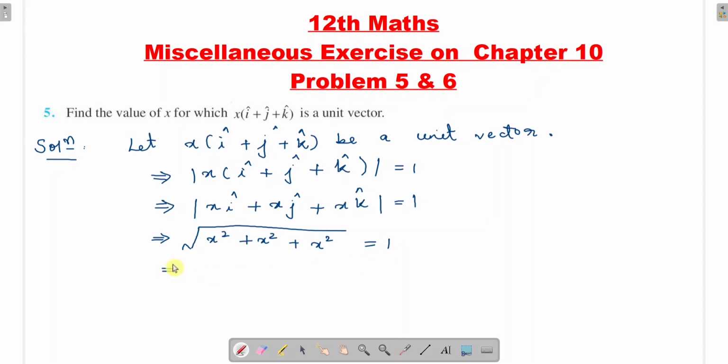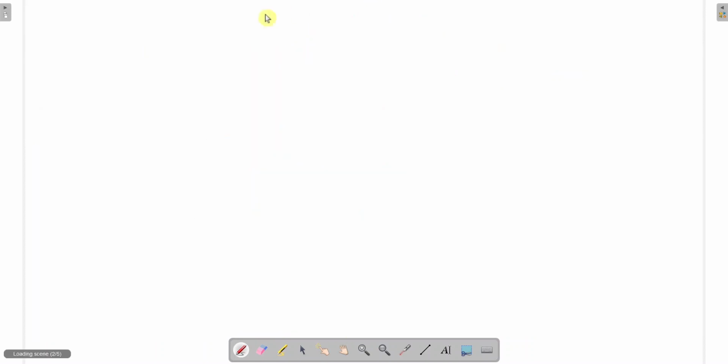So this implies root of x square plus x square plus x square is 3x square, equal to 1. Now what we will do is square both sides. So squaring both sides, we will get 3x square equal to 1. Now we will take 3 on the other side of the equal to sign. So x square is equal to 1 by 3.